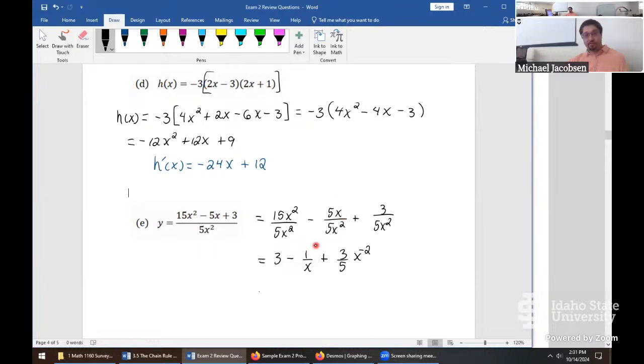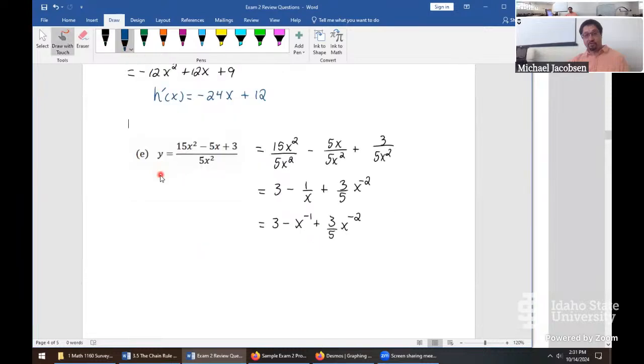So let me take one more step and write this as 3 minus 1 over x becomes x to the power negative 1, plus 3/5 x to the power negative 2. Last thing we do is just completely differentiate this. You could call it y prime, but just to get used to the notation, I'll go dy dx in Leibniz notation. Here, this would go to a 0 as a constant.